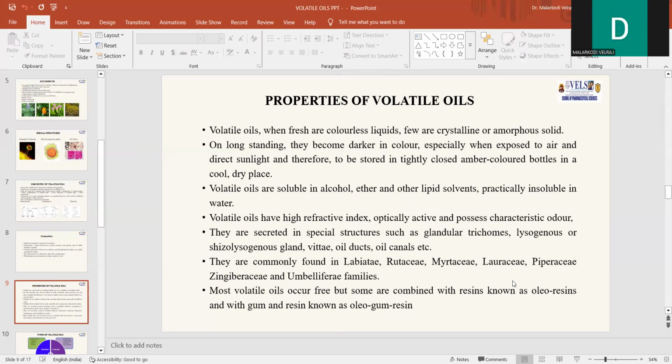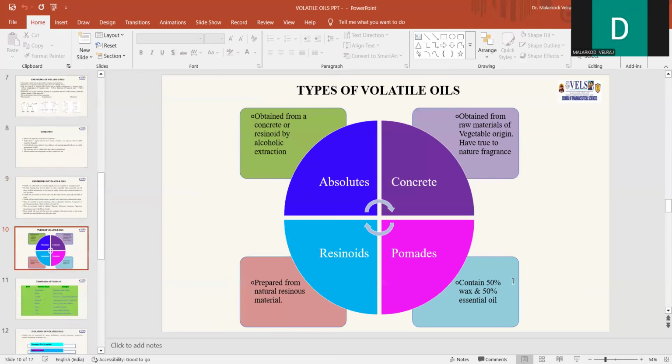Most volatile oils occur free, but some are combined with resins, known as oleoresins, and when seen combined with gum and resins, they are known as oleogum resins. Types of volatile oils. There are four types of volatile oils known as concretes, pomades, resinoids, and absolutes.